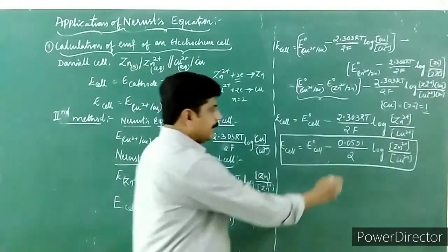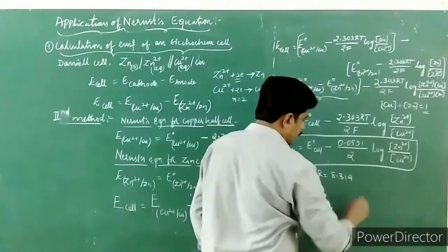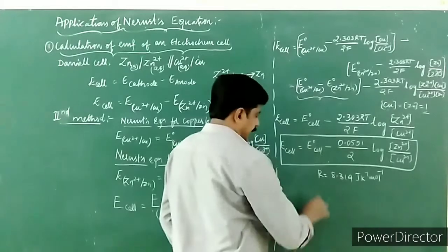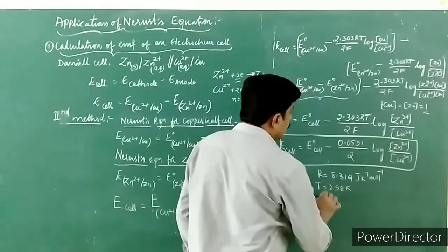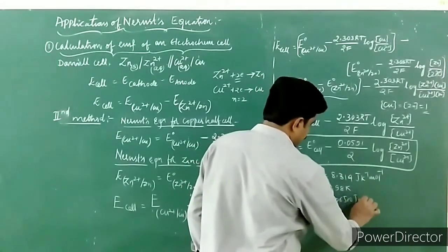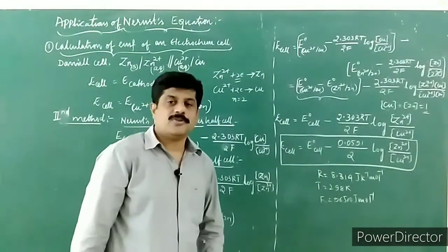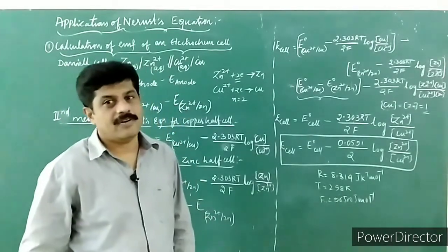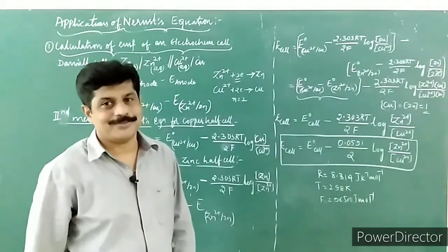cell. Remember, the value of R is equal to 8.314 joules per Kelvin per mole and T is equal to 298 Kelvin temperature and F is equal to 96,500 joules per mole. Okay, so these two formulas you are supposed to remember in order to find out the cell potential or EMF of an electrochemical cell or any galvanic cell or voltaic cell also.